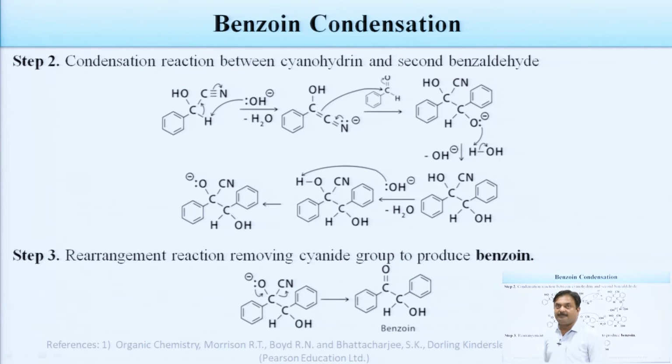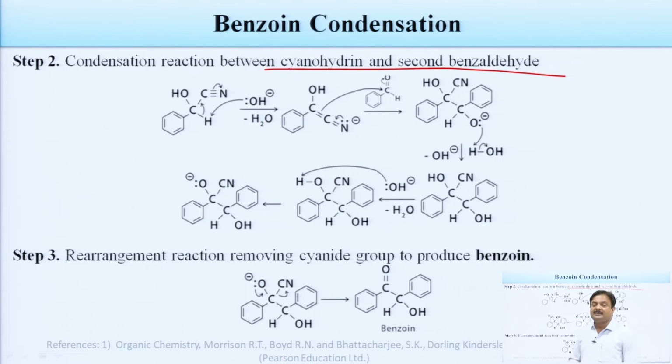Now, coming to the second part. In the second part, a condensation reaction occurs between cyanohydrin and the second benzaldehyde. So, once the first step is complete, the product of the first step, as you now know, cyanohydrin, will be reacting with the second molecule of benzaldehyde. How? You can see here. So, this is the cyanohydrin molecule.